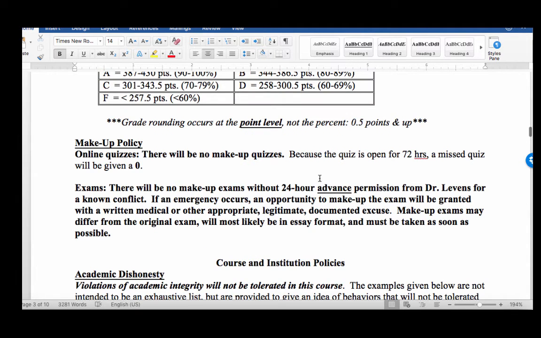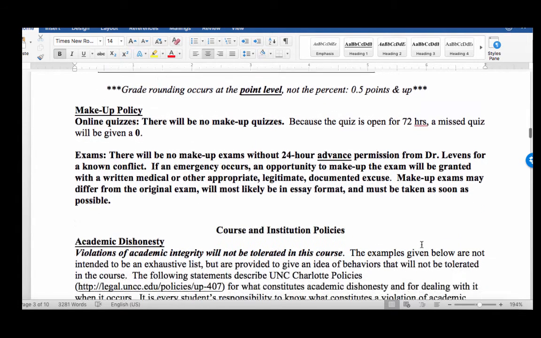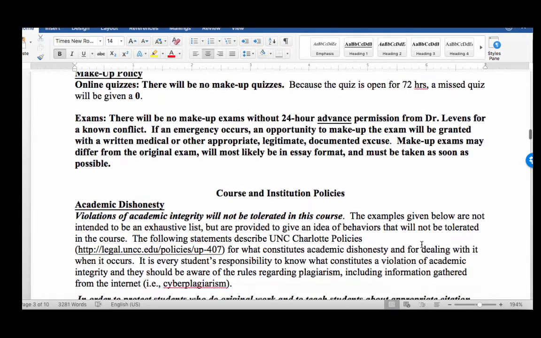My makeup policy, these are online. There is no makeup for quizzes, there is no makeup for exams. They're open for a limited window. Please make sure that you keep this time available.